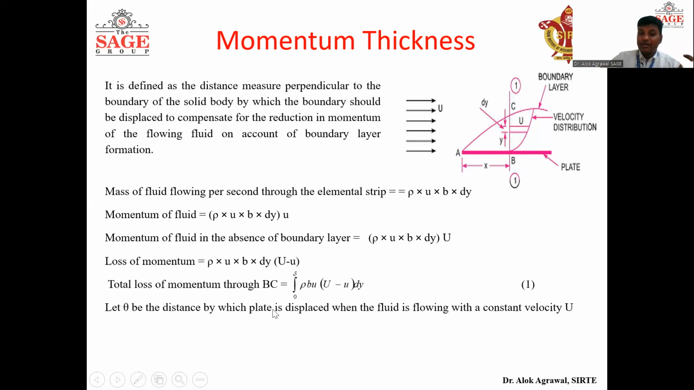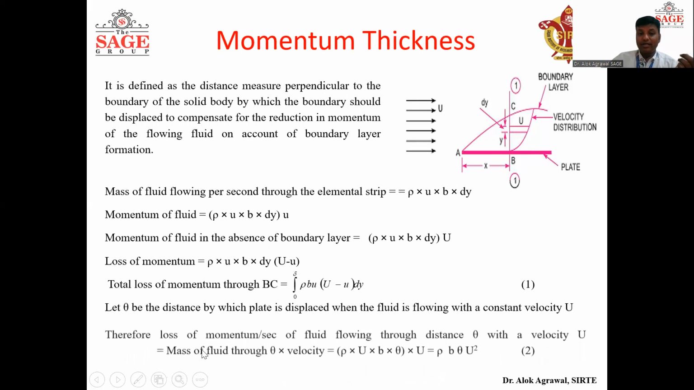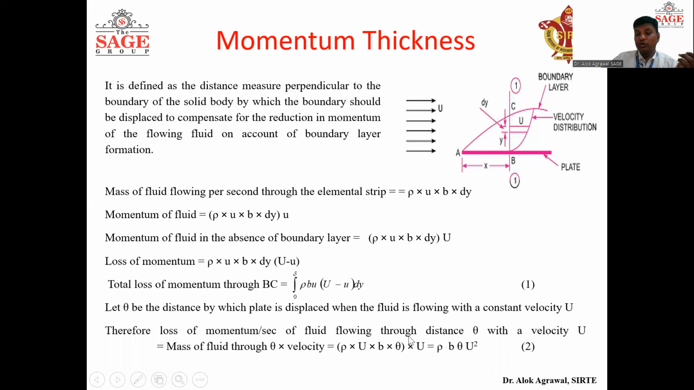Then what will happen? The velocity of the flowing fluid will be constant, that is U, and the loss of momentum of fluid through distance theta with velocity U will be given by the mass of fluid flowing through that distance into velocity. Mass of fluid flowing through the distance will be area into density into velocity. Now density will remain the same, rho, velocity will remain the same, U, and area will be b into theta.